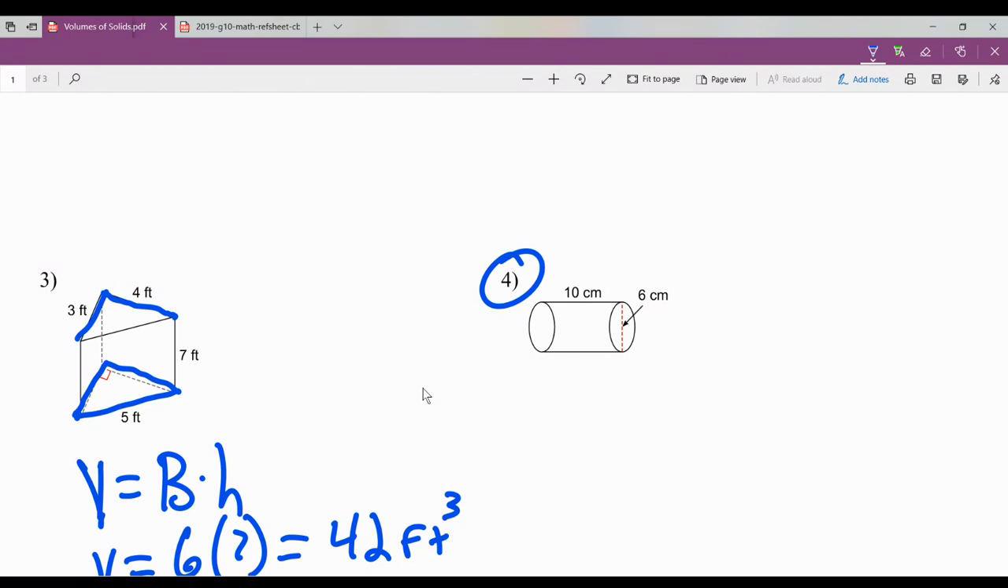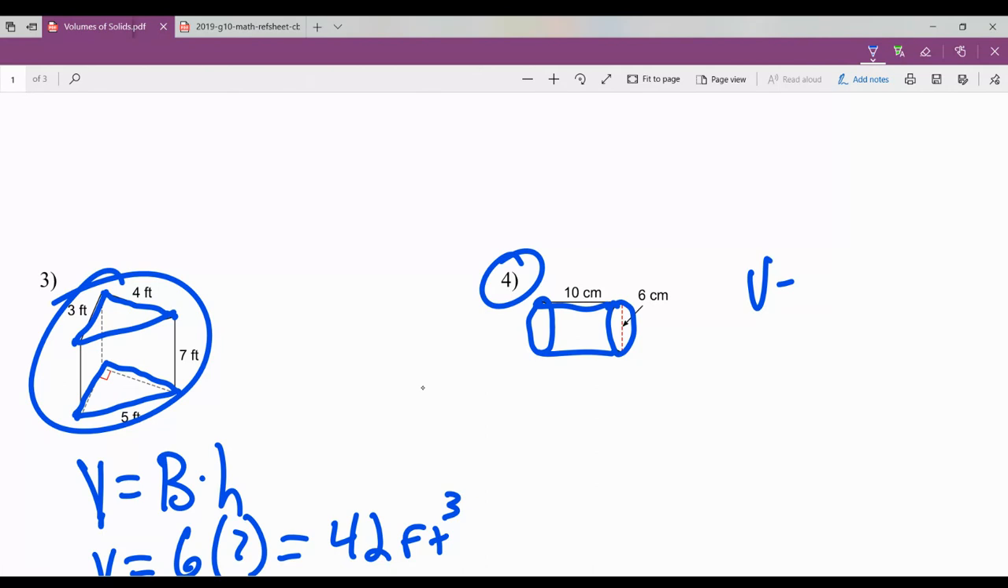Here's the thing. You will find in formula sheets a special formula that describes how to find the volume or surface area of what some people would call a circular prism. Here are the two bases. They are parallel and congruent to each other, just like there were 2 triangular bases in number 3. And the distance between those 2 bases would be considered the height.